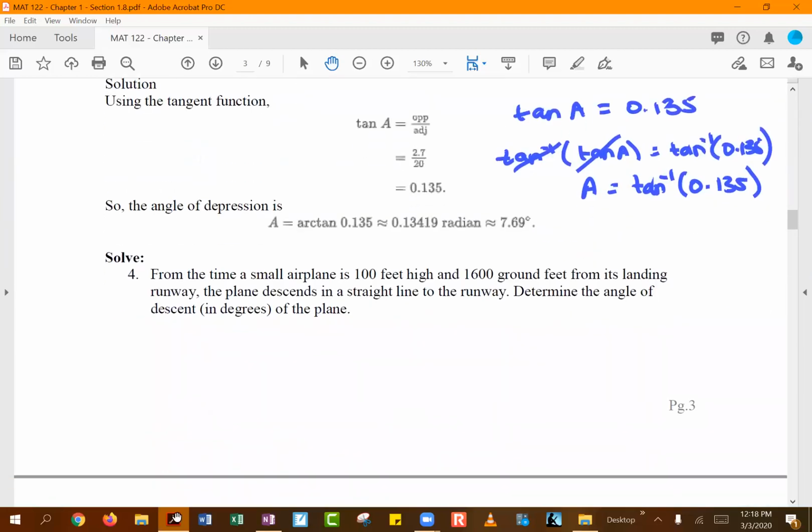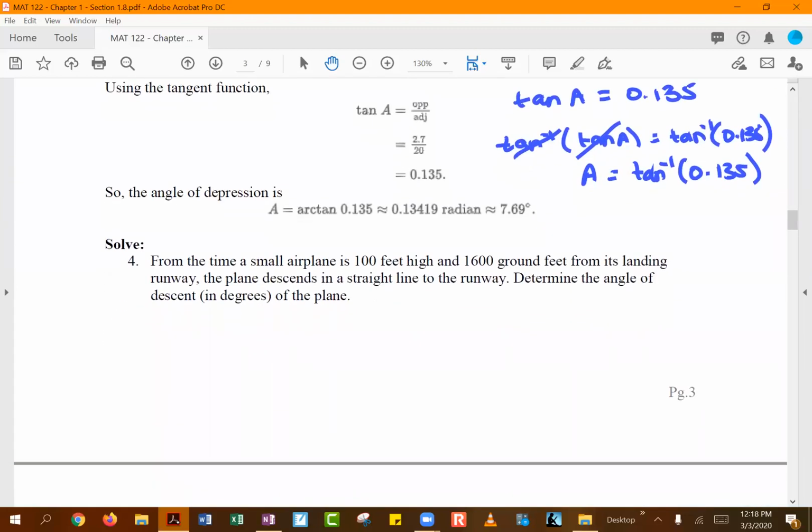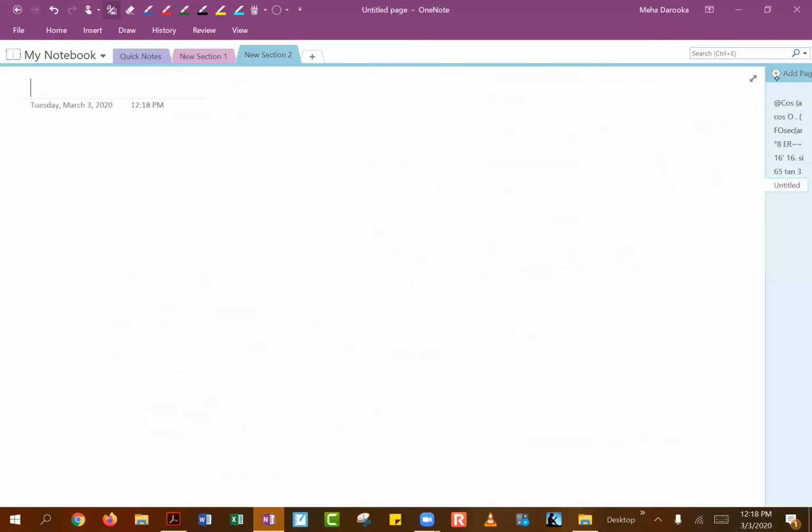All right, so what are you guys going to do for example 4 then? From a time a small airplane is 100 feet high and 1,600 ground feet from its landing runway, the plane descends in a straight line to the runway. Again, they want to know what the angle of descent, and again in degrees, of the plane is going to be. So let's see if we can come up with a nice little triangle here to help us out.